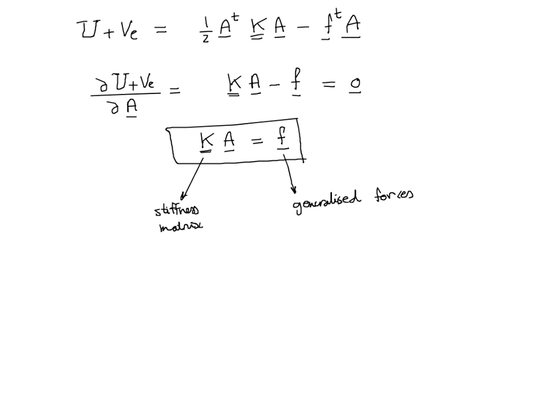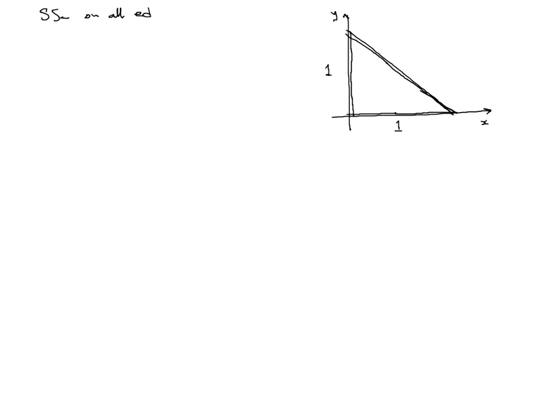All right, so we do have an example here to demonstrate, and we're going to use a single term Rayleigh-Ritz solution in order to demonstrate what we can do with this method. What we will have here is a plate that has the shape of a right triangle, and both side lengths are equal to 1. And it is simply supported along all edges. And loading is uniform pressure.